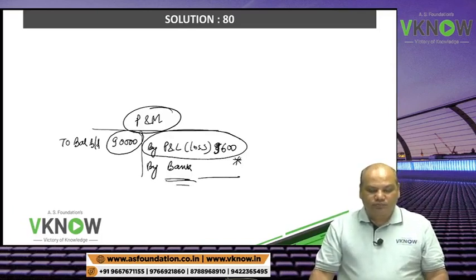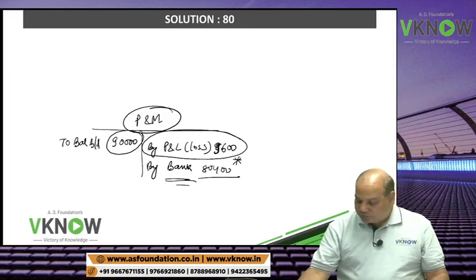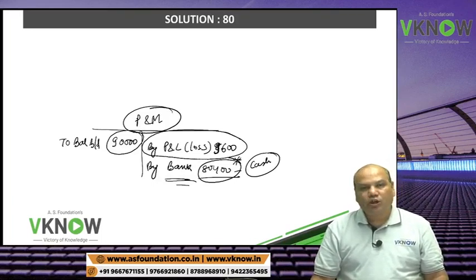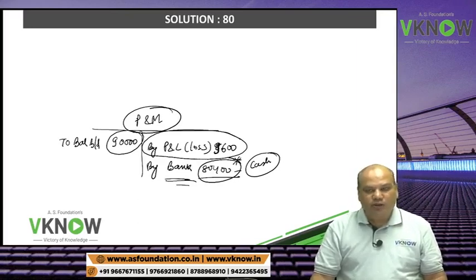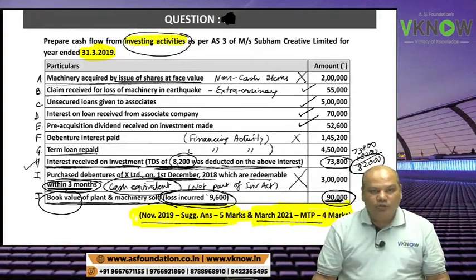By bank 80,400. So this 80,400 will come in cash flow from investment activity. Actual inflow of cash or actual outflow of cash will be presented in cash flow statement. Is it right now? Any query on this? If you have no query, write down the answer.